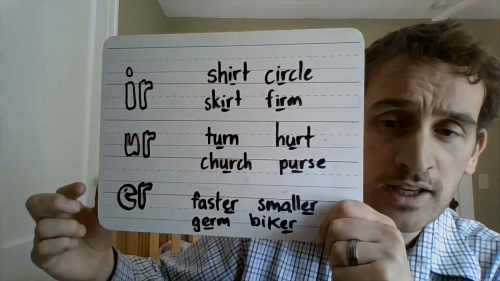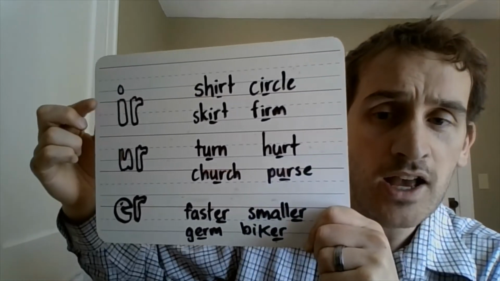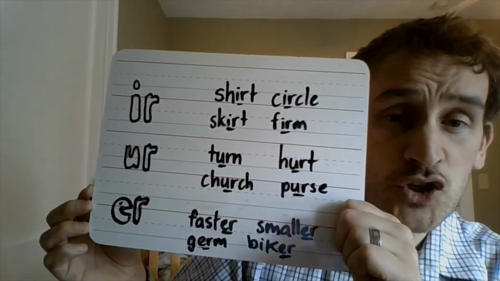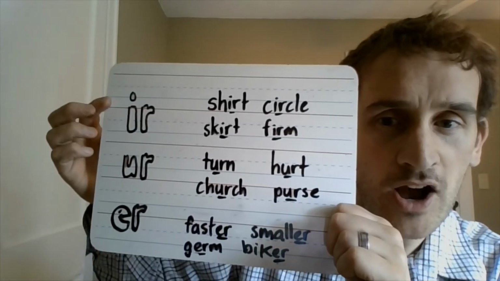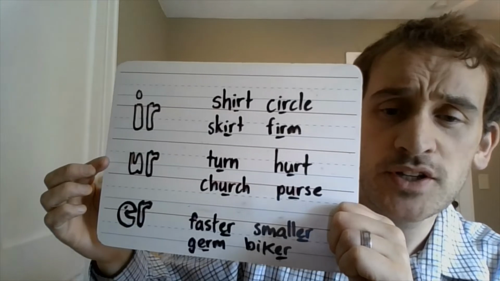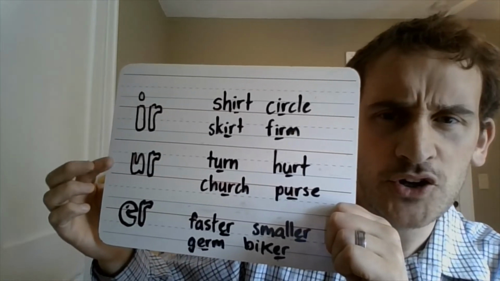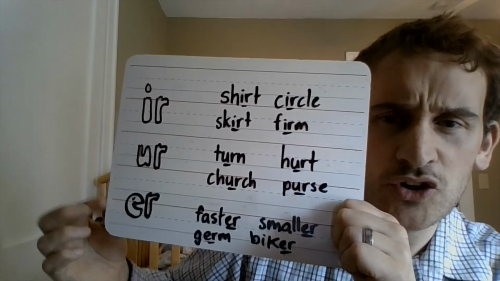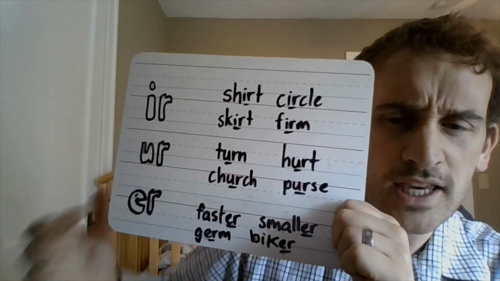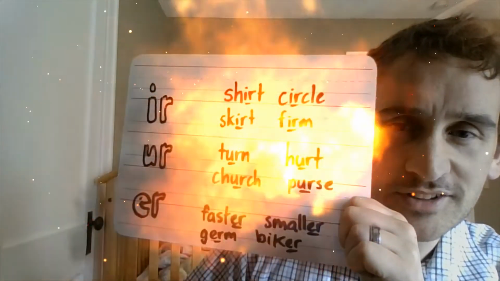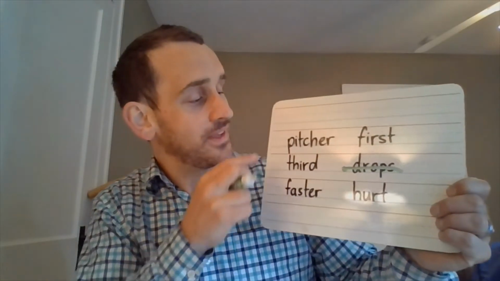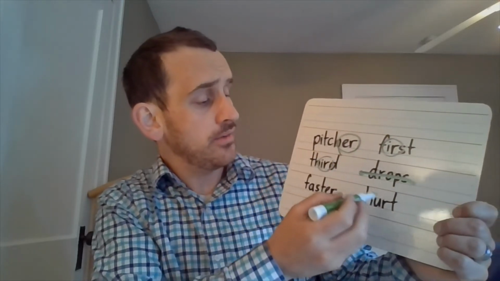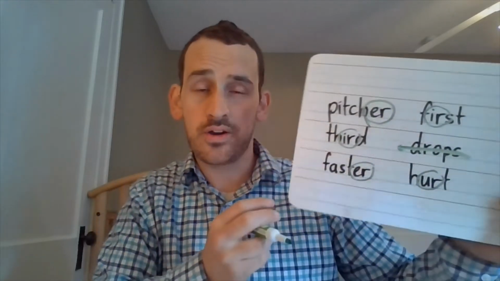IR, UR, ER. Shirt, circle, skirt, firm, IR. Turn, hurt, church, purse, UR. Faster, smaller, germ, biker, ER. Okay, there we go. So now we can see ER, IR, IR, ER, and UR.